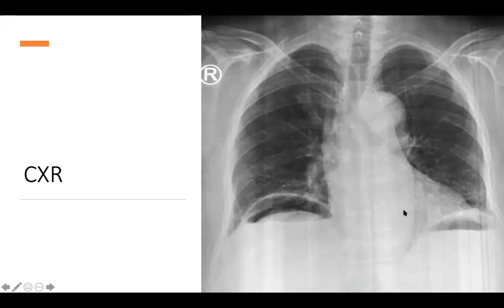Doctor, this looks like pneumothorax. Okay. Why did you say pneumothorax?